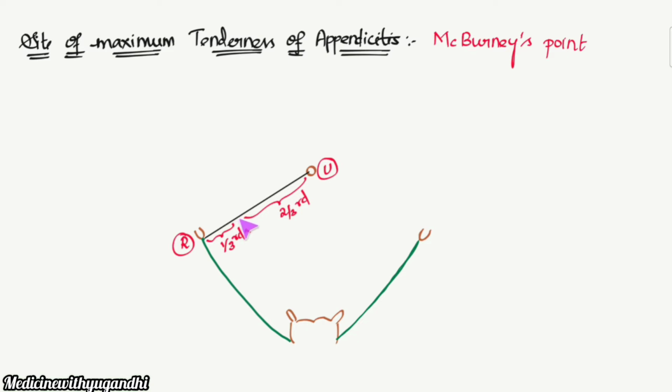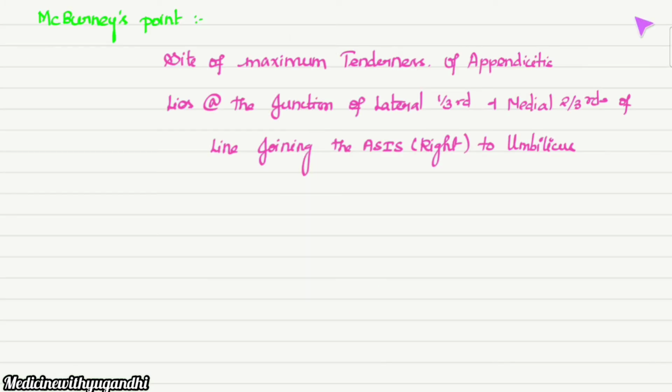Once again, McBurney's point is located at the junction of lateral 1/3 and medial 2/3 of the line joining the anterior superior iliac spine of the right side with the umbilicus. It is the site of maximum tenderness of appendicitis.